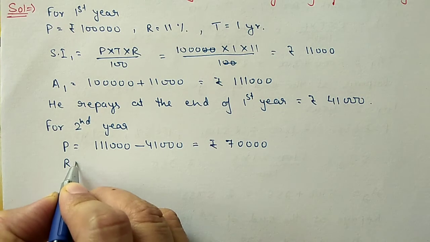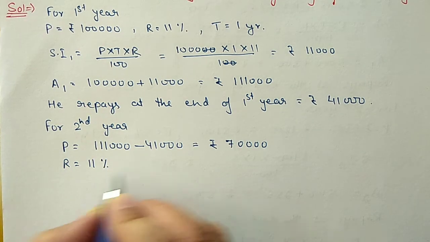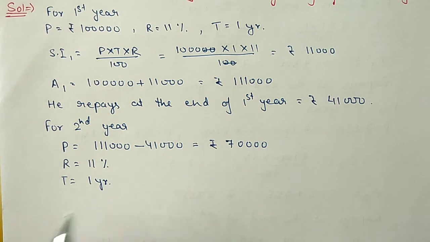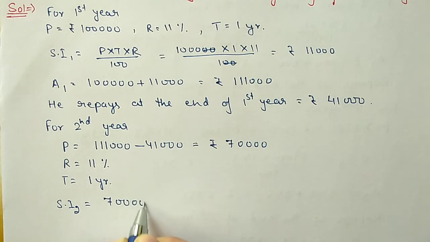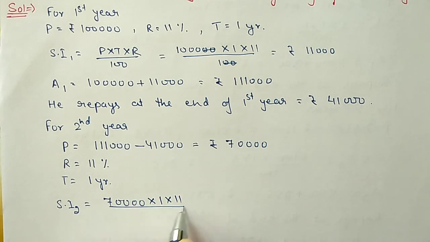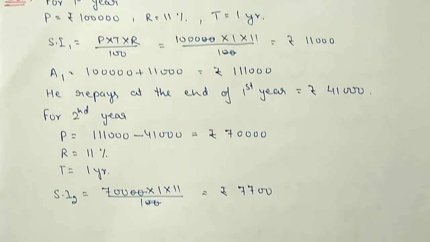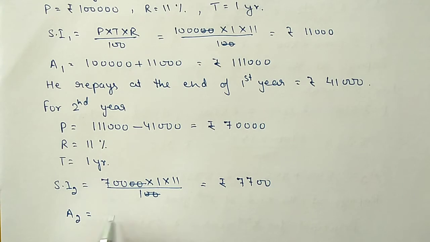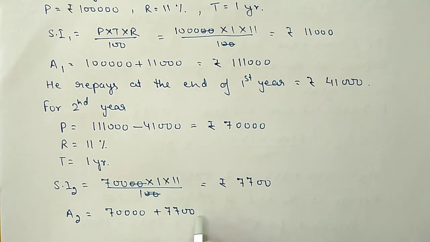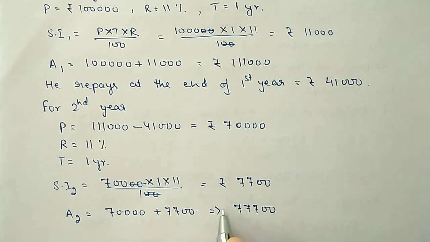Again rate of interest is same for second year, 11%. Time we will take 1 year. And now we will calculate simple interest for the second year. Principal money multiply by time multiply by rate of interest divided by 100. 2 zeros cancel out and we'll get 7,700 as the simple interest for second year. Now amount by the end of second year will be 70,000 plus 7,700. This is equal to 77,700. So this is the amount by the end of second year.